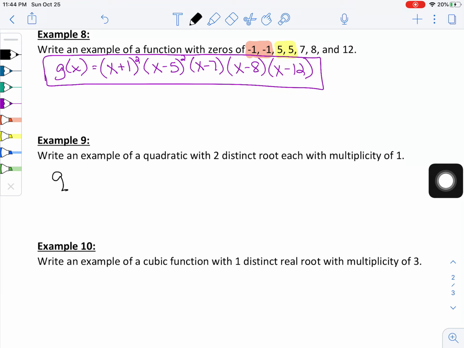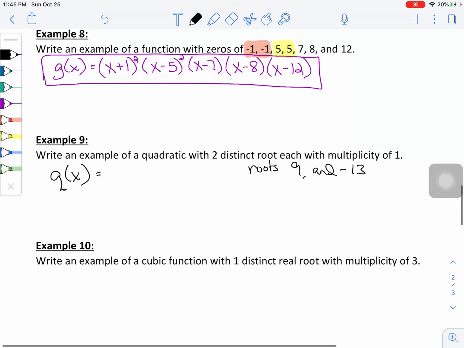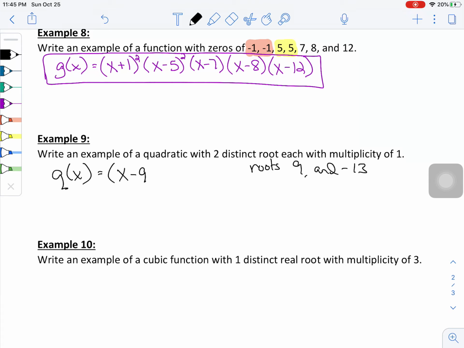So let's say I'm going to do q of x, q for quadratic. It doesn't matter. 2 distinct roots. Let's say I want my roots to be, and I'm going to make these up, 9 and -13. It's just examples. Well, if I want to get the root of 9, that means I would need x minus 9. And if I want the root of -13, I don't know why I'm saying roots. Hold on a second. That should be zeros. Hold on. 2 distinct zeros. There we go.